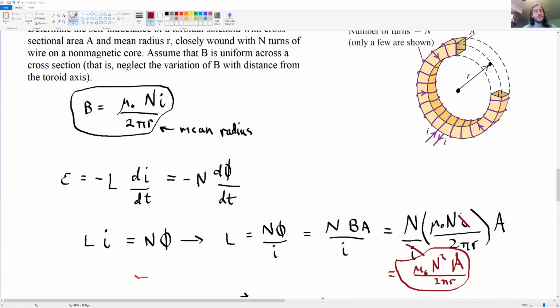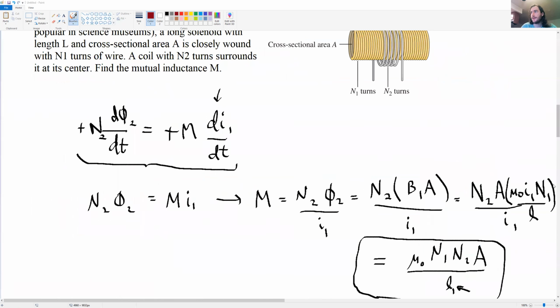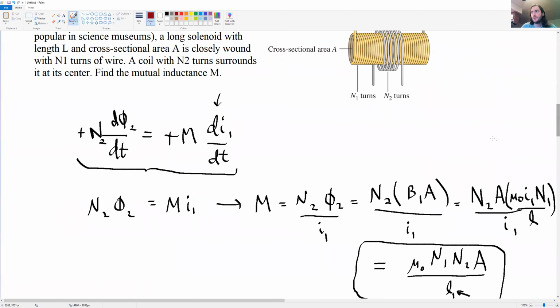So we looked at the mutual inductance between two coils. We did that right here, right? We looked at mutual inductance between two coils, and we got this answer right here: M equals mu 0 N1 N2 A over L1. Just based on the mutual inductance between two coils, what would you suspect for the self-inductance of a single coil?